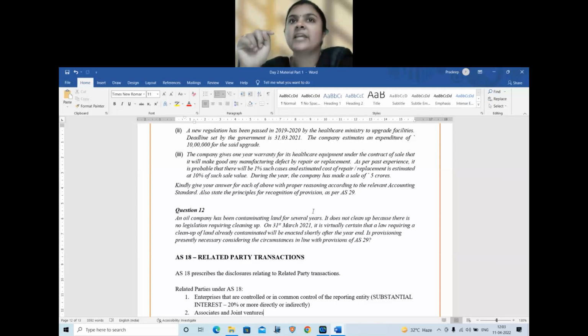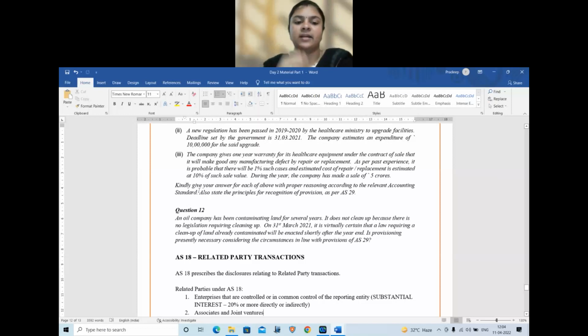Warranty is always present immediately from the date of sale. From the date you sell the product, the warranty is eligible for the customer, which means from the date of sale, there is an obligation for warranty. So there is a present obligation, but the amount is estimated. Therefore, it shall be recognized as a provision. What is the amount that will be recognized? 5 crores into 1% into 10%.